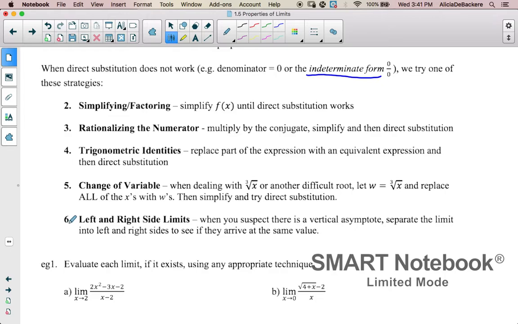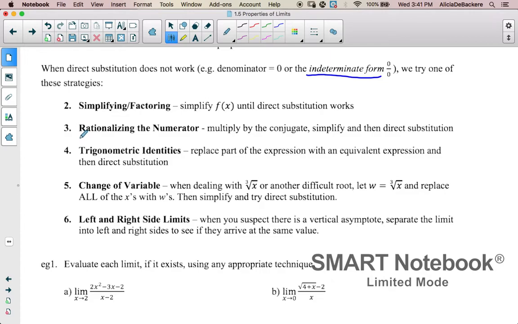And then our last strategy, we typically don't use this one very often. It typically comes up when we've got a vertical asymptote, and you have seen this in lesson 1.4. This is where we separate the limit into our left and right sides to see if they arrive at the same value or not.